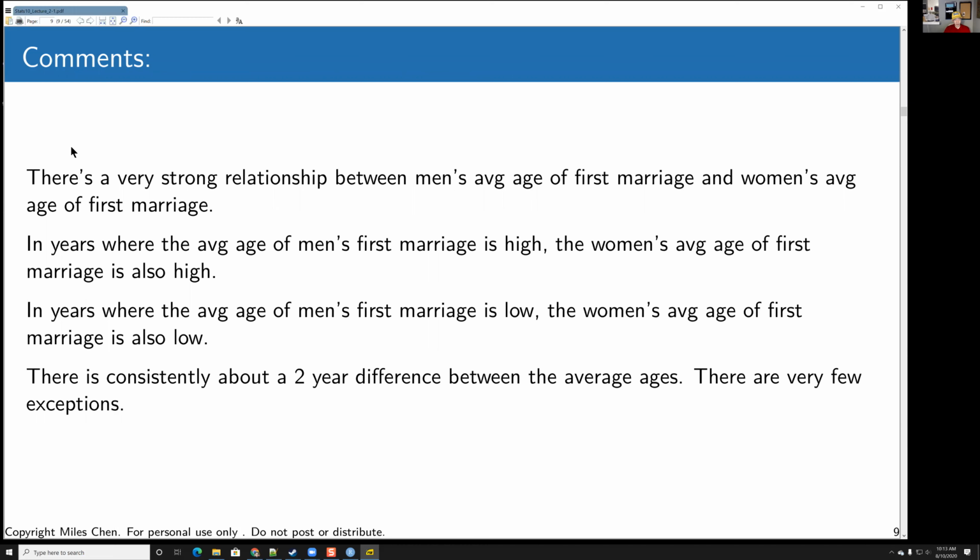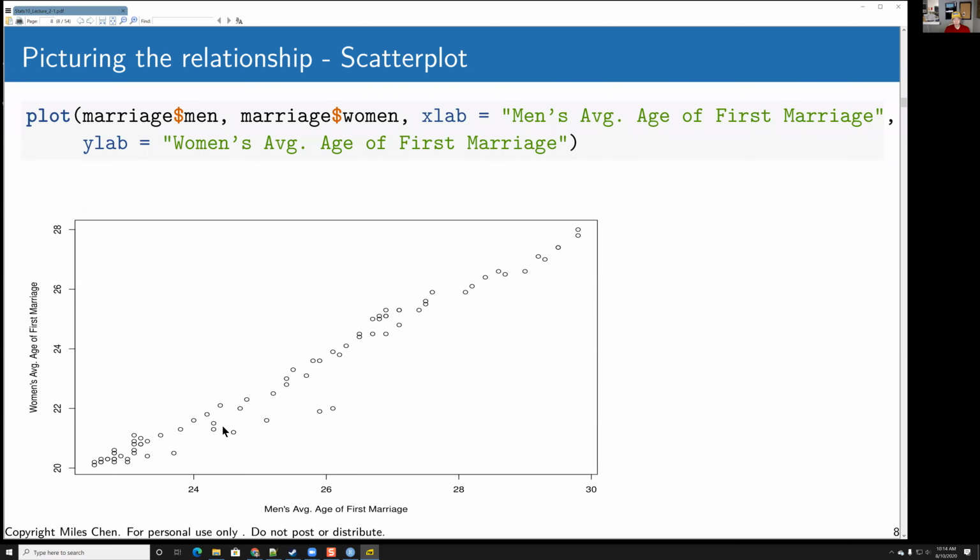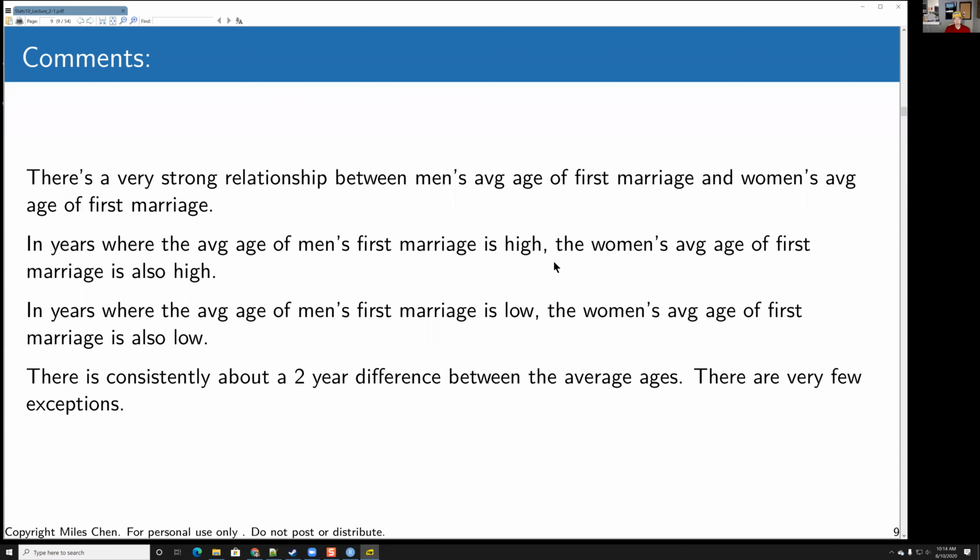Okay, so these are some comments that I've written here: there's a very strong relationship between the men's average age of first marriage and a woman's average age of first marriage. In years where the average age of men's first marriage is high, the women's average age of first marriage is also high. And in years where the average age of men's first marriage is low, the woman's average age of first marriage is also low, okay? And if you look at the data, there's consistently approximately a 2-year difference between the average ages, okay? There are a few exceptions over here, but overall there's a pretty strong relationship that says about a 2-year difference, okay?